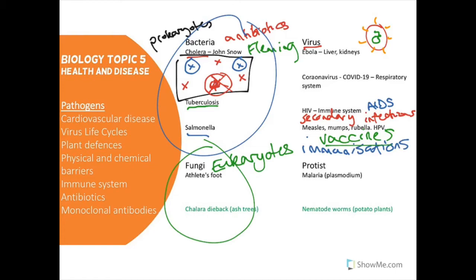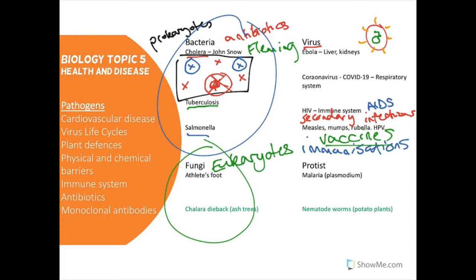If you've got athlete's foot, you can go to a chemist and get a powder which will keep the feet dry, and it also has a chemical in which kills the fungi. So athlete's foot is a human disease. Chalara dieback is a fungal infection that affects plants, so it affects ash trees. We'll talk about that again a little bit later.